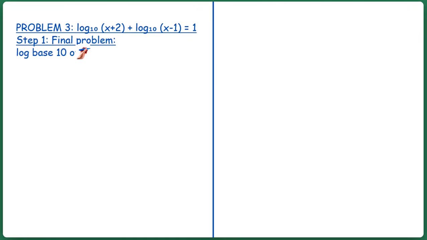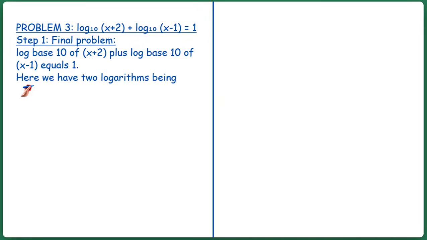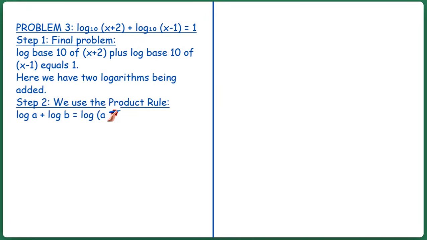Final problem: log base 10 of (x plus 2) plus log base 10 of (x minus 1) equals 1. Here we have two logarithms being added. Step 2. We use the product rule. Log a plus log b equals log of a times b. Combine them: log base 10 of (x plus 2) times (x minus 1) equals 1.